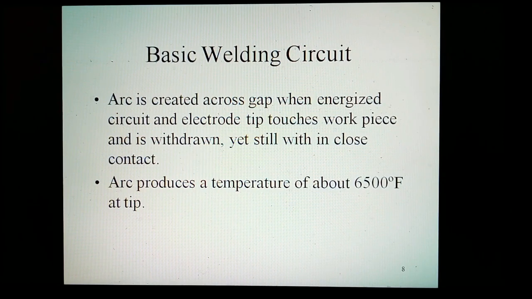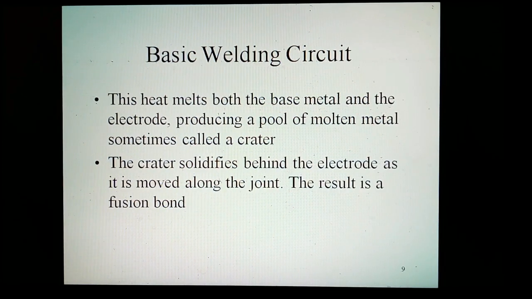The arc produces a temperature of about 6500 F at the tip. This heat melts both the base metal and the electrode, producing a pool of molten metal, sometimes called the crater. The crater solidifies behind the electrode as it is moved along the joint. The result is a fusion bond.